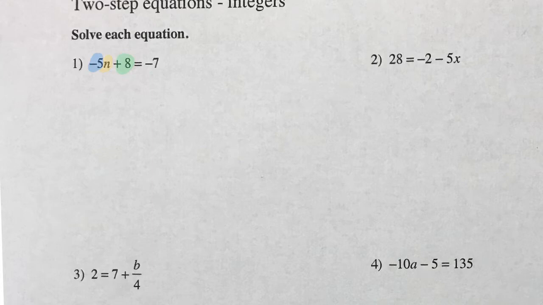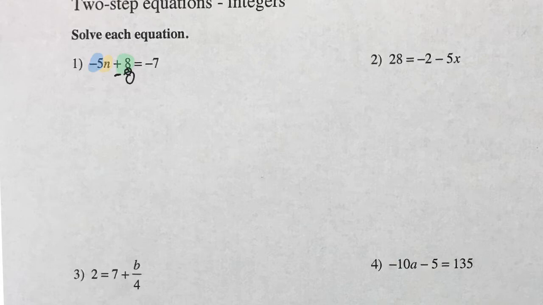So I want to isolate the negative 5n. The coefficient is attached to the variable, so I can't get rid of that yet. But I do have this constant out here on the side that I can get rid of. The way I get rid of it is I do the inverse operation. You'll hear me say that a lot. The inverse operation of plus 8 is minus, the additive inverse, so minus 8.